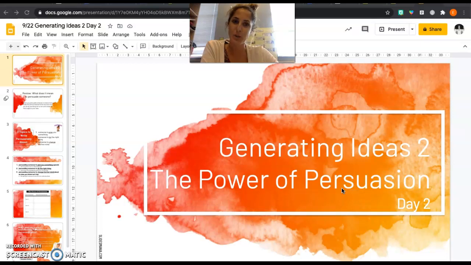I am going to be doing our generating ideas writing lesson for today. We are on day 2 of the power of persuasion. So yesterday we talked about the power of persuasion. We're going to continue talking about it today, but today we are going to brainstorm our topics. So you will end up writing about the things that you are passionate about as far as persuasion goes.